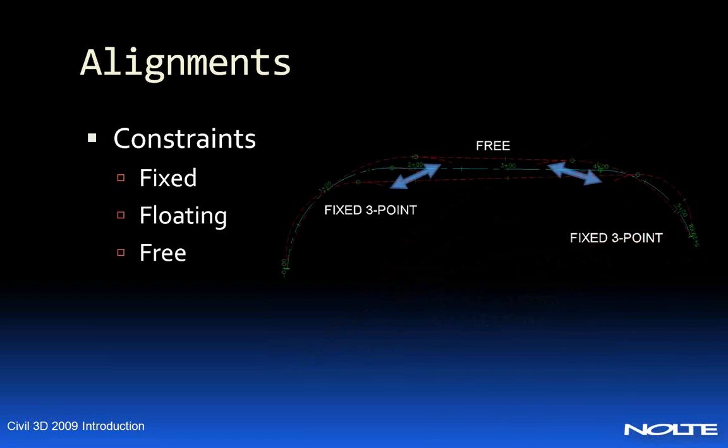The third type of constraint is a free object, where it's going to be tangent to the adjacent objects on either side.